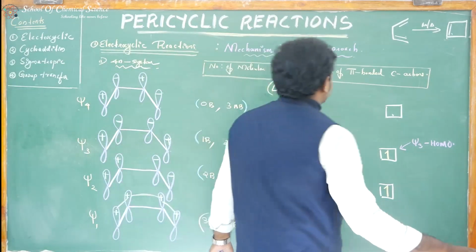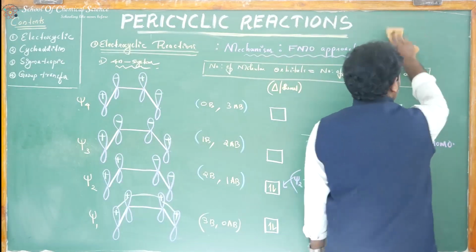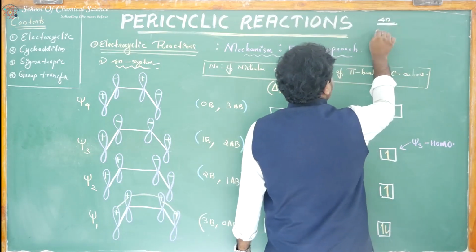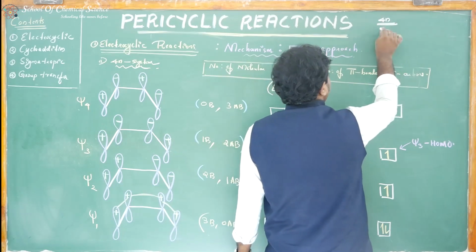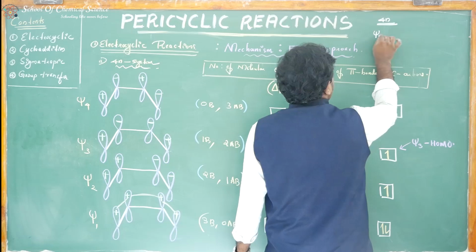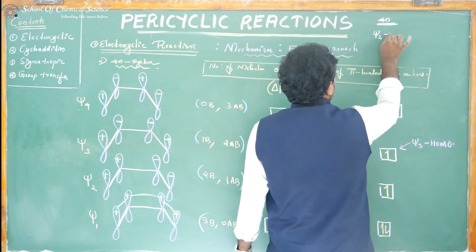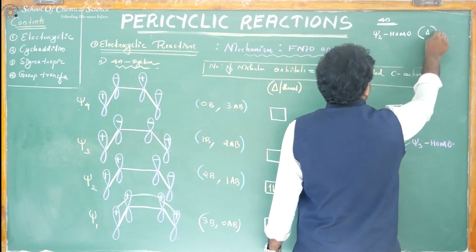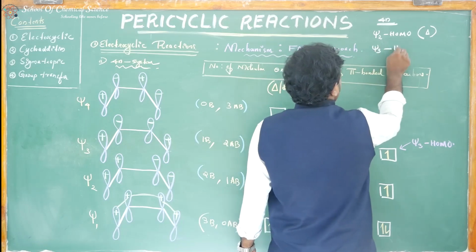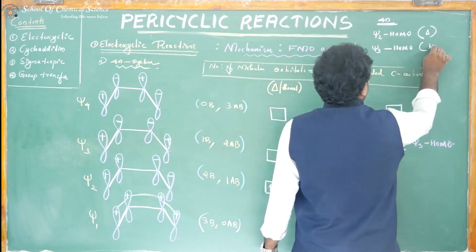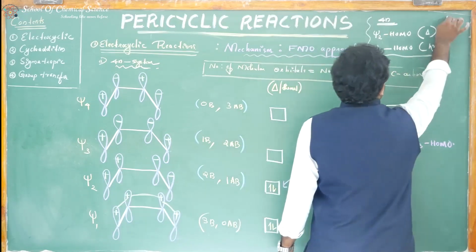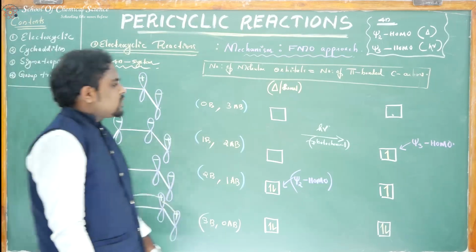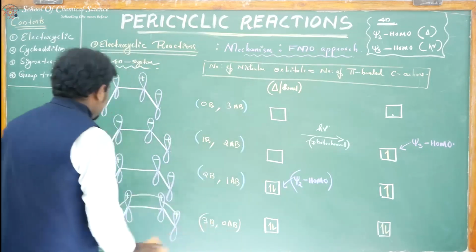Make a note. In a diene system, or in 1,3-butadiene, psi 2 is the HOMO in thermal condition and psi 3 is the HOMO in photochemical condition. Clear? Based on that, I will explain how the new sigma bond is formed. So please listen.